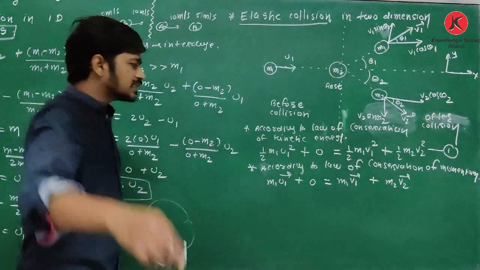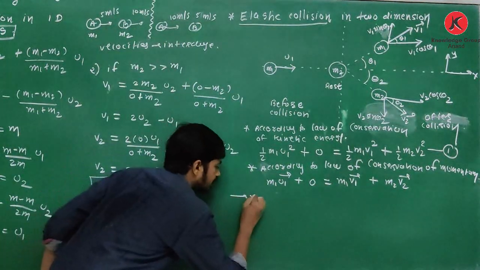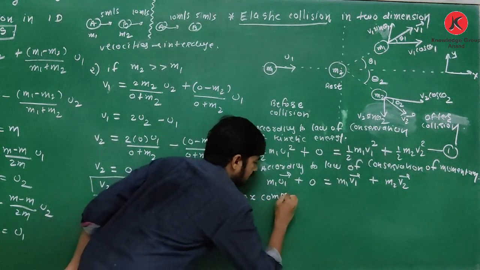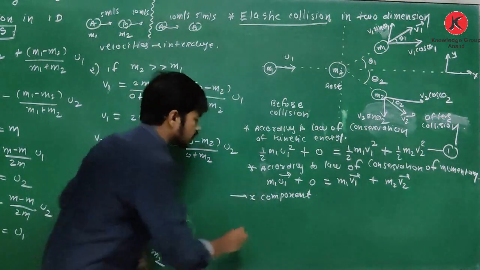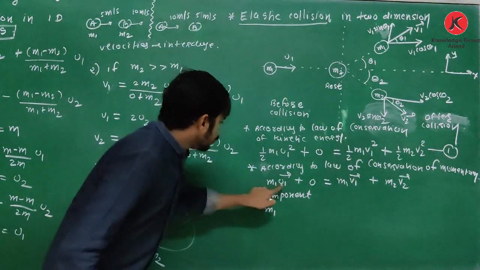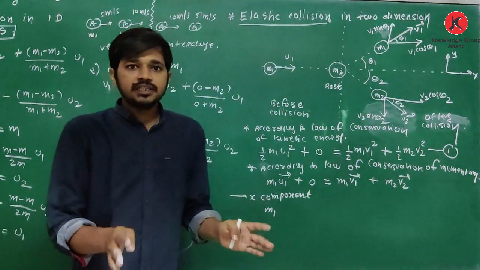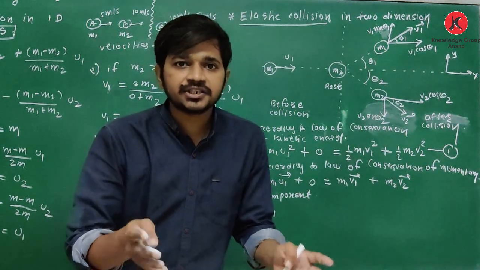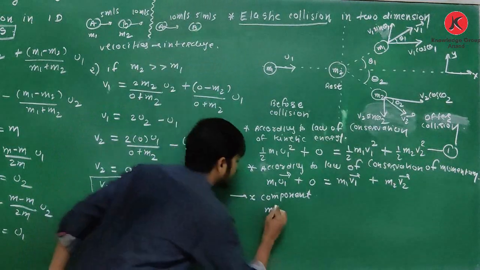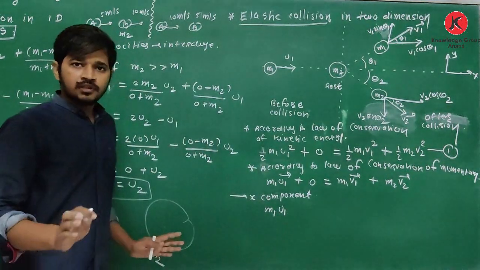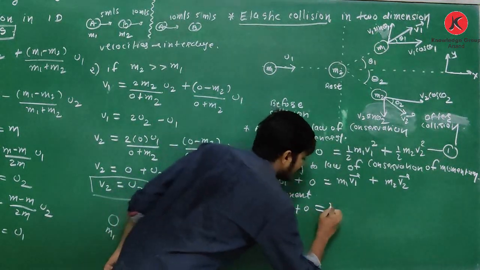Now, how to write? First of all, I will write the x component of this equation. It is simple. m1 is a scalar, so it is m1. u1 is moving in the x direction, so I have to write directly u1. This object is at rest, so it is 0, is equal to m1.